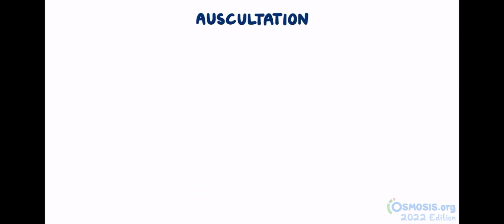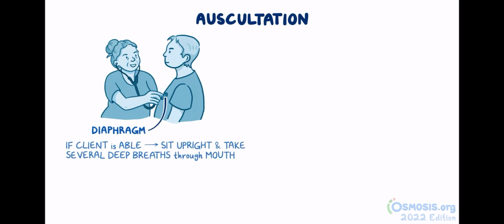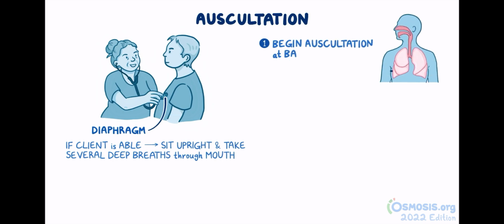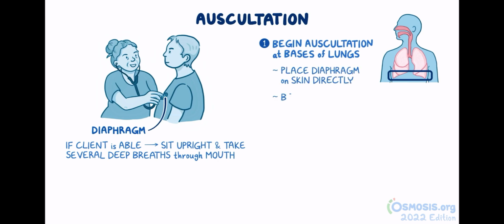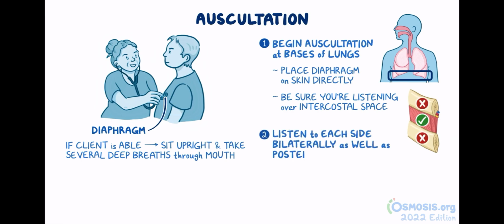Lastly, there's auscultation, which is performed with the diaphragm of your stethoscope. If your client is able to, have them sit upright so they can take several deep breaths through their mouth. You'll begin auscultation at the bases of the lungs, since this is where the majority of pathological conditions take place. Ensure that you place the diaphragm on the client's skin directly, and be sure that you're listening over an intercostal space and not bone. Listen to each side bilaterally, as well as posteriorly and anteriorly.